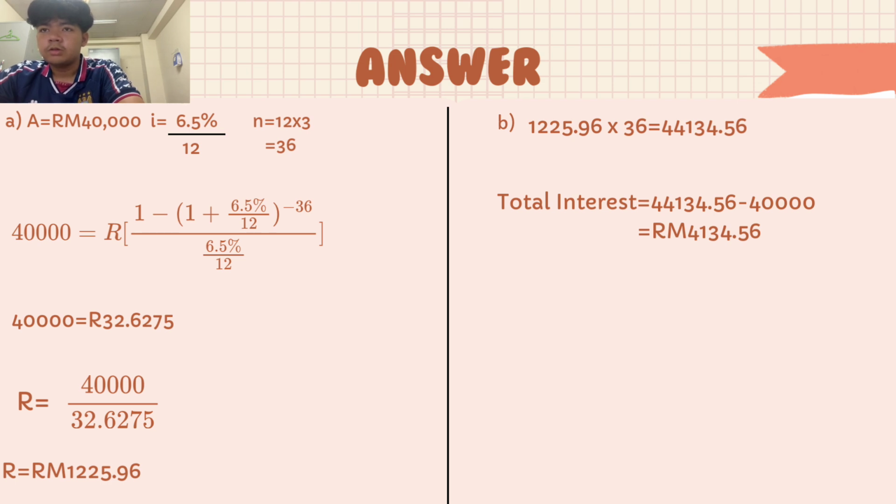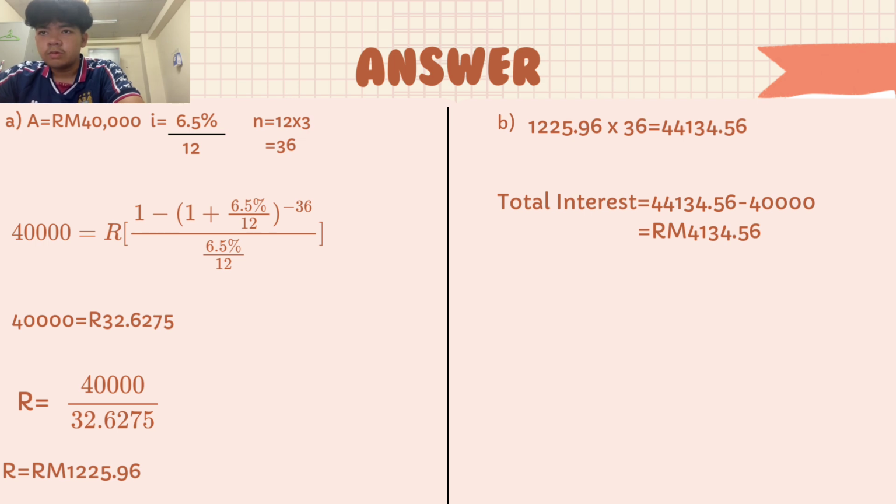In this problem, we need to use the formula A equals R times 1 minus 1 plus I to the power of negative N, over I. As you already know the formula, you need to insert the information that we got and solve it, and you will get 40,000 equals R times 32.6275. For the next step, you need to divide 40,000 by 32.6275, and you will get the monthly payment, which is 1,225 ringgit and 96 cents.